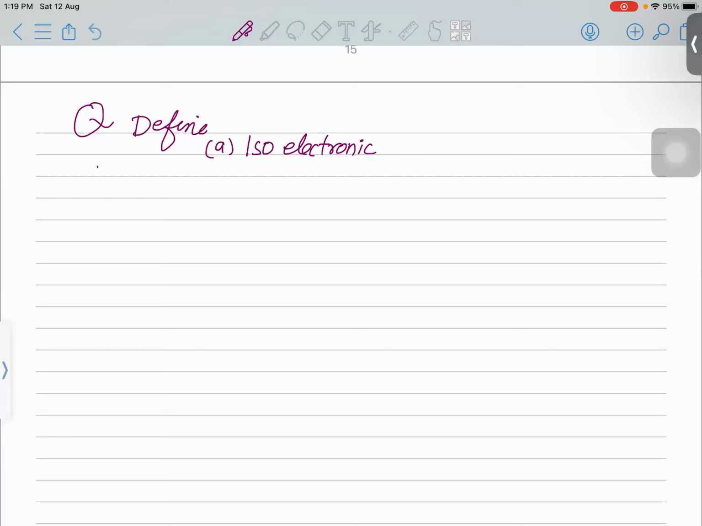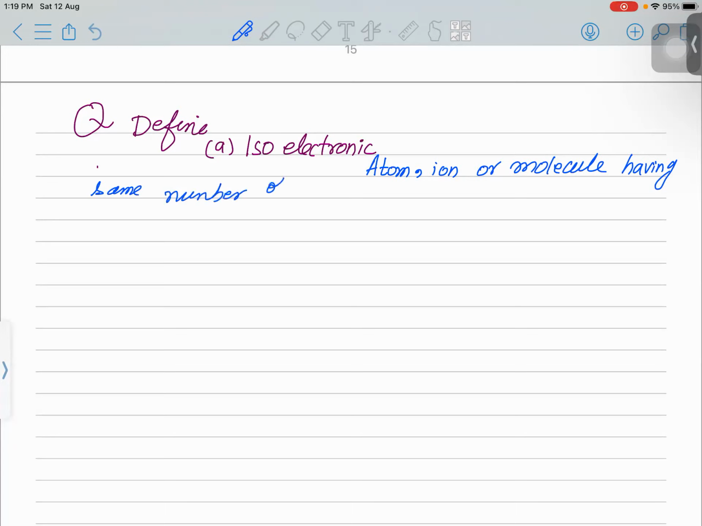Iso means same and electronic means electron. So an atom, ion, or molecule having the same number of electrons.